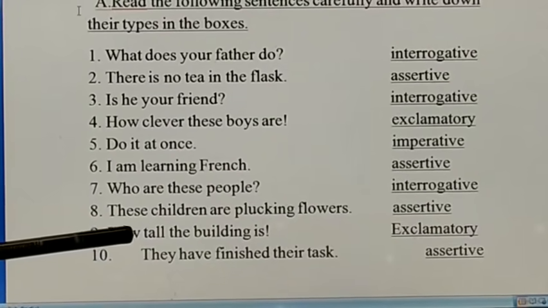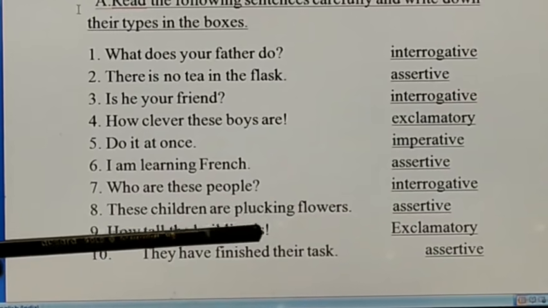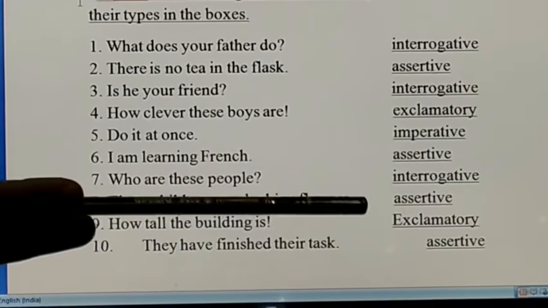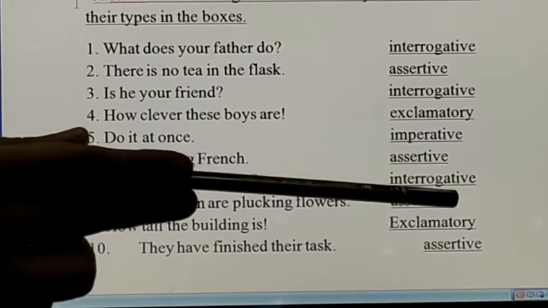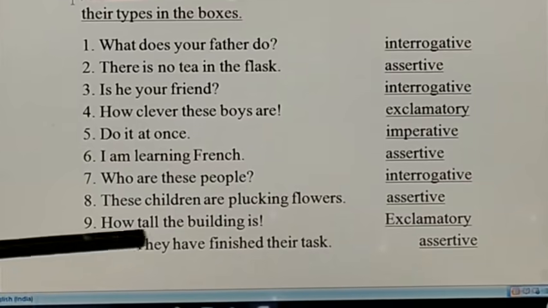Ninth one. How tall the building is! Can you see the mark over here? Which mark is this? Exclamation mark. So what are you going to write in the blank? Exclamatory. It is an exclamatory sentence.